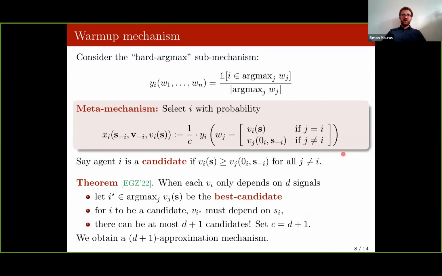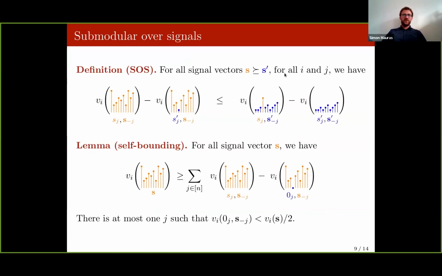Okay, but this is good, but this condition here is very strong. Every person depending on trusting only D other people to evaluate their signals, their values, is a very strong assumption. So we would really like to get rid of it, obviously. And so remember, in Divya's talk, she introduced the class of submodular over signals valuation functions.